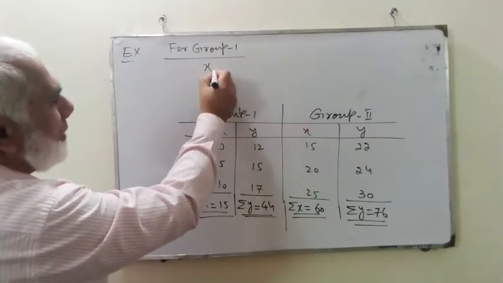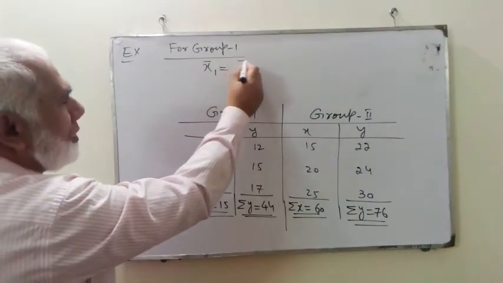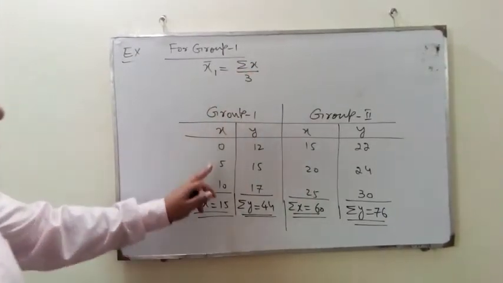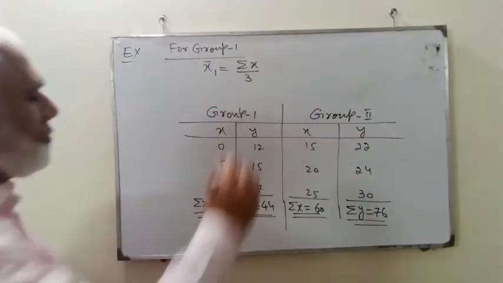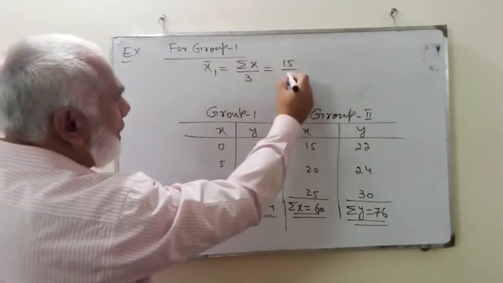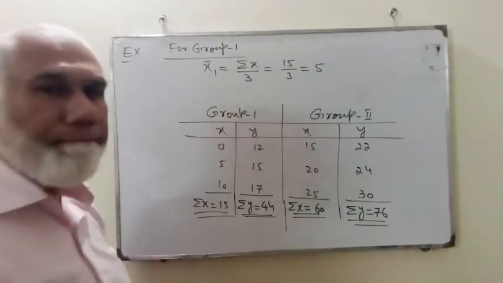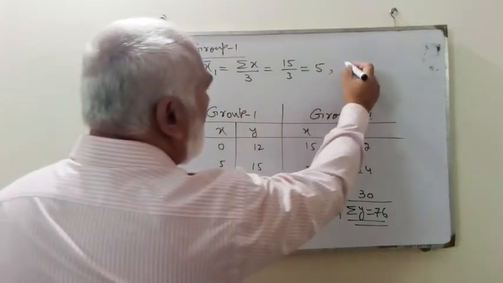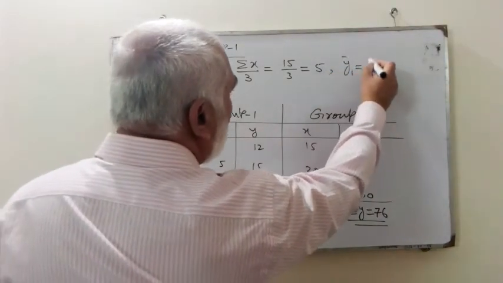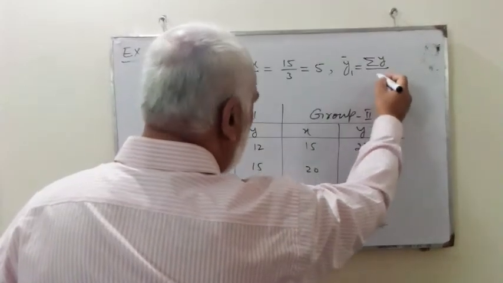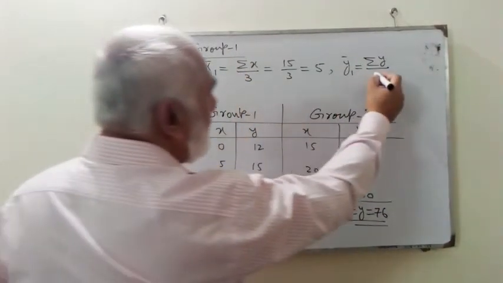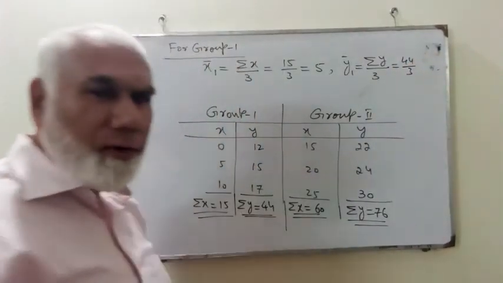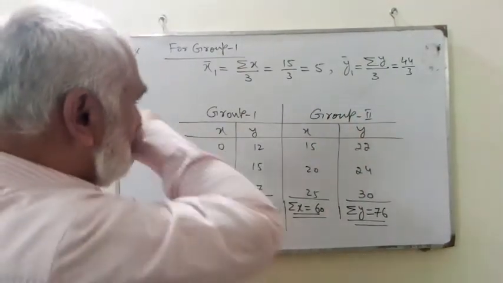So here we represent this by x1 bar. x1 bar is the sum of all the x values in group 1 divided by the number of values. There are 3 terms, so we divide by 3. So we get 15 over 3, which gives you 5. Similarly, for y1 bar, we have sigma y over 3, because there are 3 of them. So here we divide 44 by 3. There is no need to convert it into decimal form. Keep it as it is.